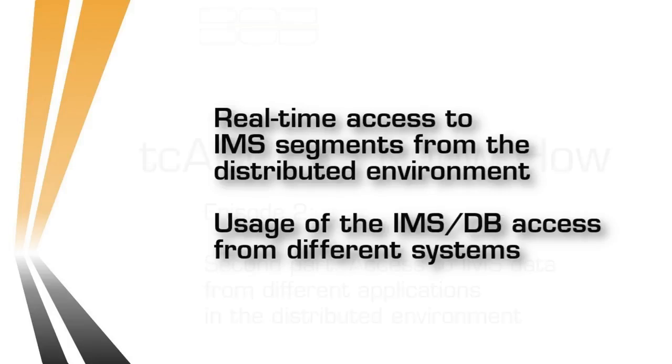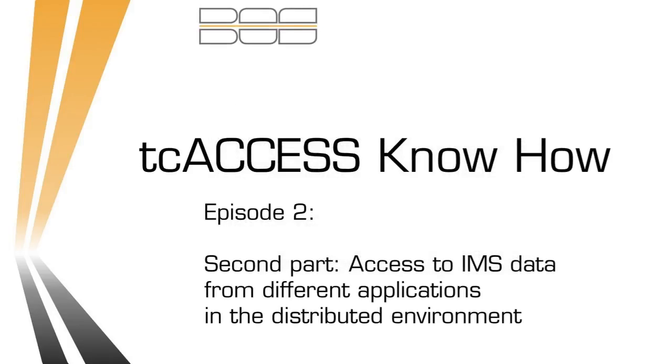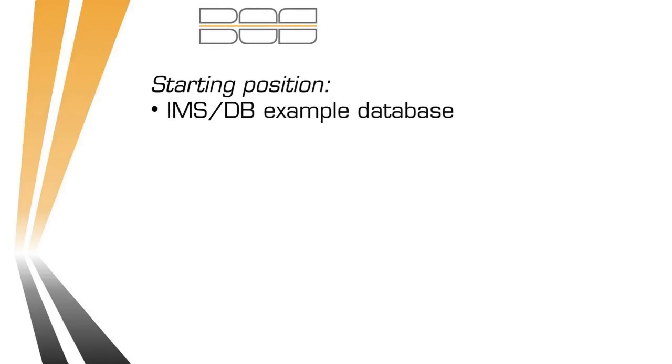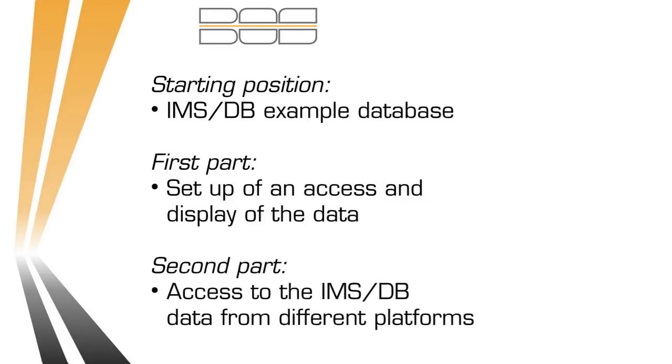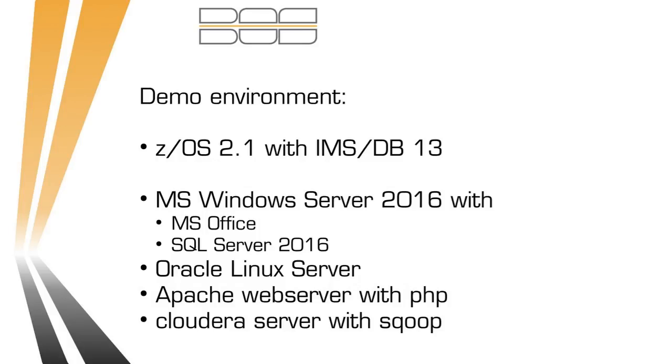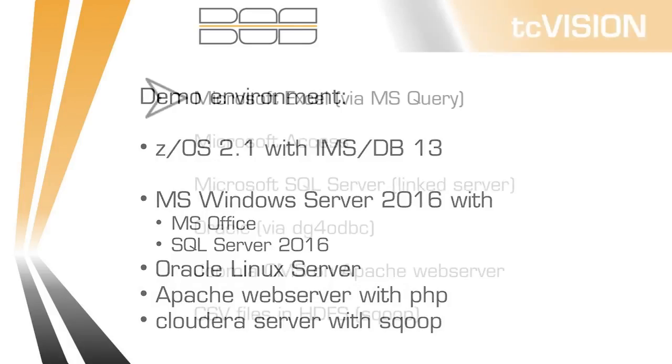Today we show the access to IMS data on different platforms from different systems. We start with the IMS database to which the access was set up in the first part of the video. Now we use that access from different systems. The environment consists of a z/OS 2.1 with IMS version 13. Different client systems are used.